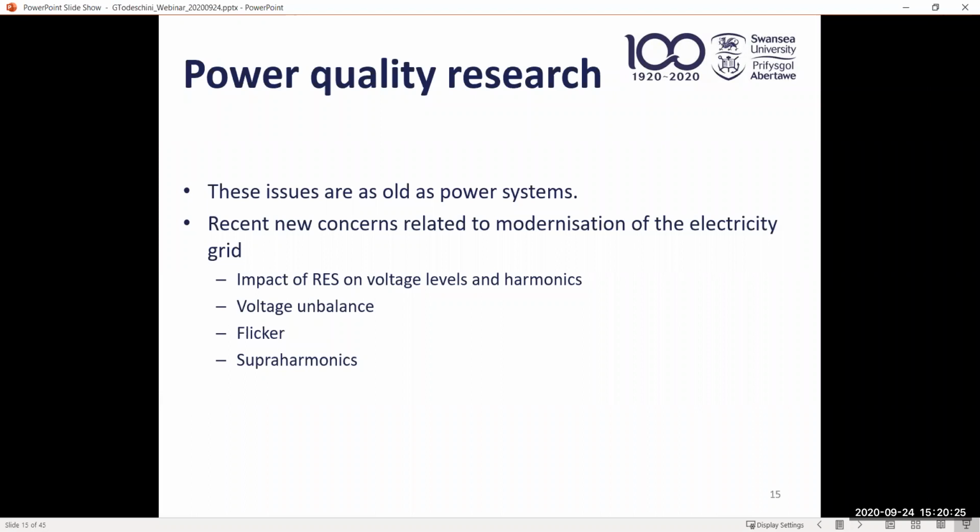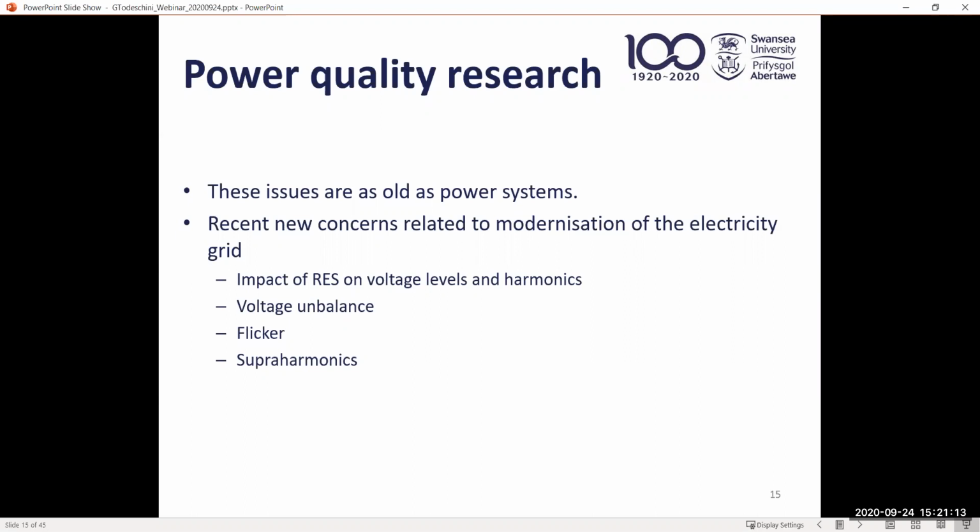However, recently, there are new concerns in power quality related to the modernization of the electricity grid. And in particular, as the title of this presentation says, because of the connection of power electronic-based devices. One obvious effect is the impact of renewable energy sources or other power electronic-based devices on voltage levels, so voltage profiles in the system, and harmonics. Another concern is related to voltage imbalance, mostly due to the presence of single-phase equipment, such as solar panels or EVs that are connected and disconnected at different points in time.